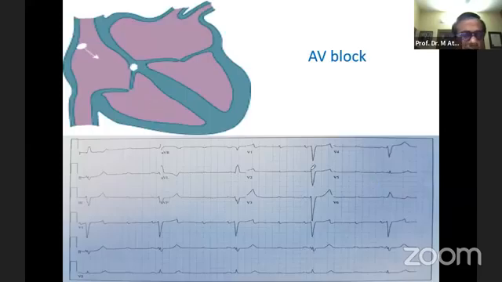Another is that the AV node is separated. The impulse is coming up to the AV node, not beyond that. So there will be an escape rhythm from the ventricle. The impulse is coming at a higher rate from the SA node up to the AV node, but the AV node fails to pass the impulse downwards. So there will be an escape rhythm. This is the natural protection.